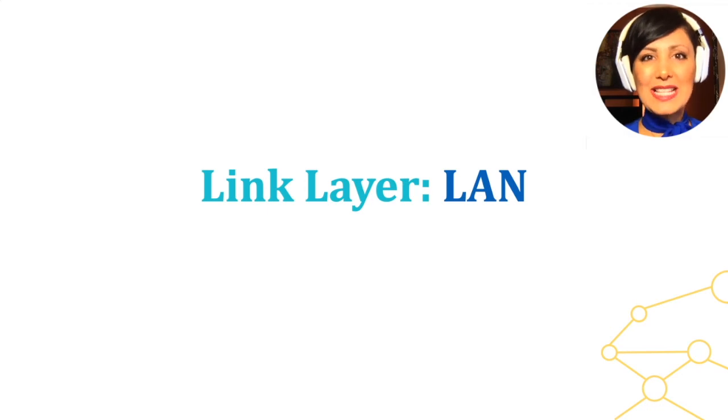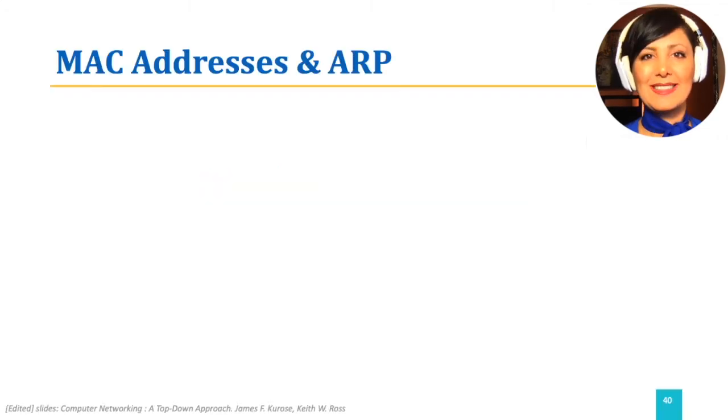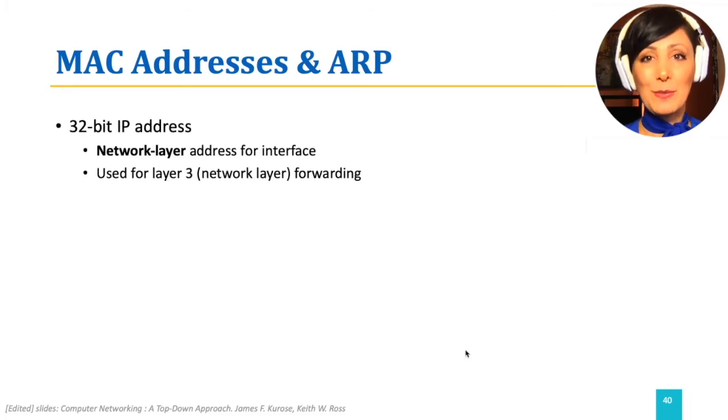Now that we have gained some information about the link layer, as well as the network layer, we are going to explore local area networks, or LANs, and figure out the details of frame transmission within them. An IP address, as you may recall, is a 32-bit address that is assigned to each network interface. We use it for addressing and routing and forwarding in the network layer.